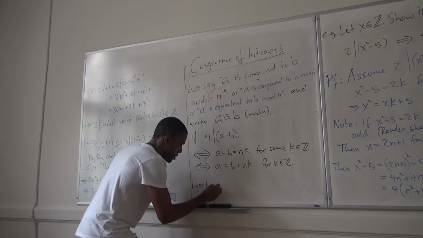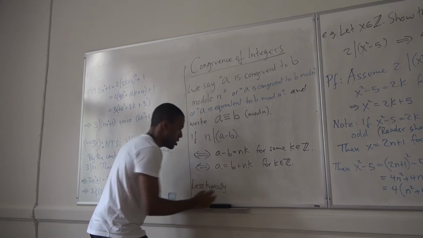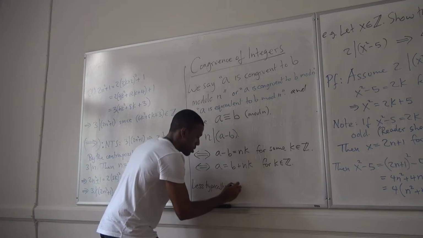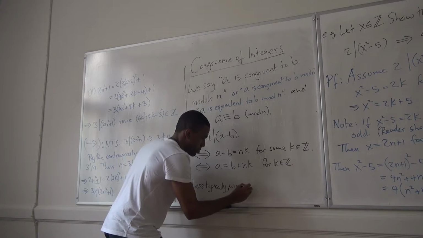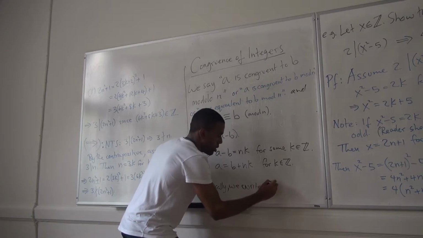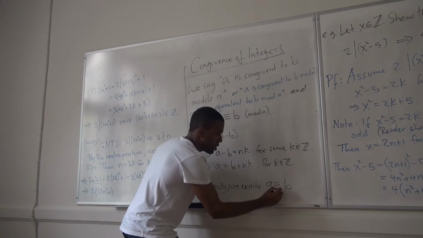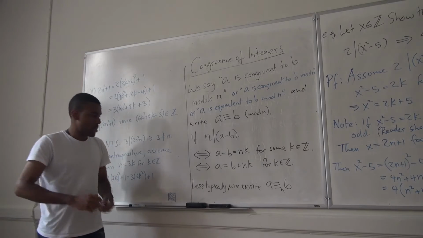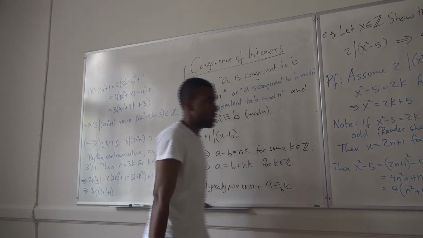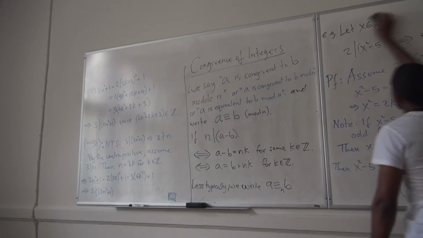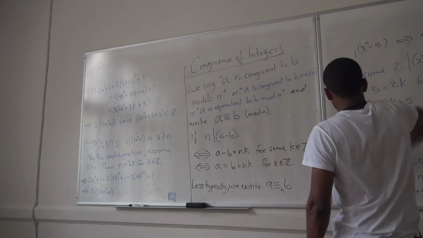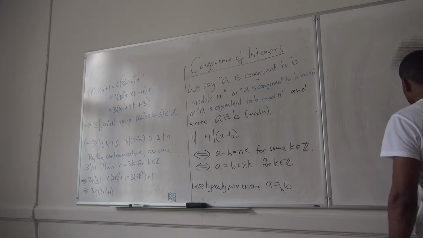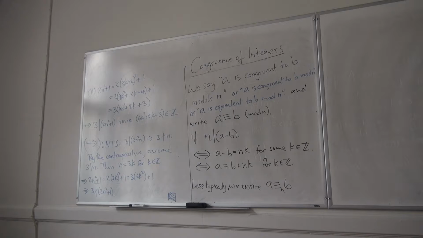People hardly write this, but I guess if you're lazy, you can write it. We write A equivalent to B, and they put the little n on the bottom of the equivalency sign. I don't see that often, but I've seen it before. This is called two integers being congruent mod n.